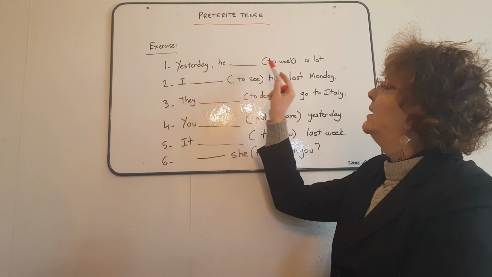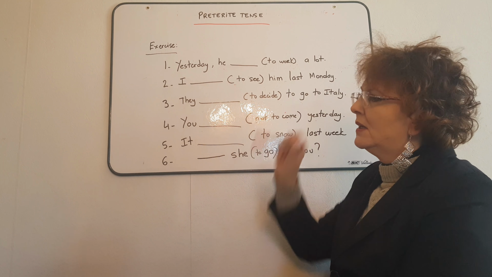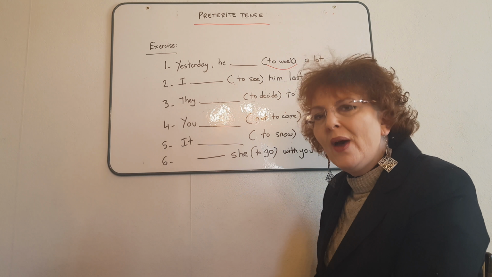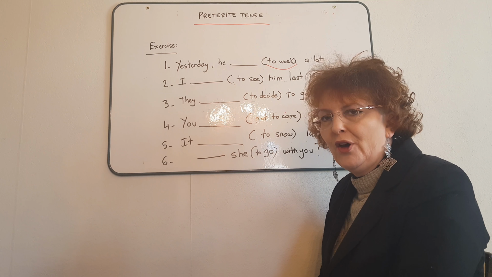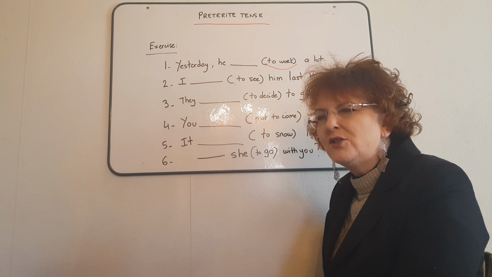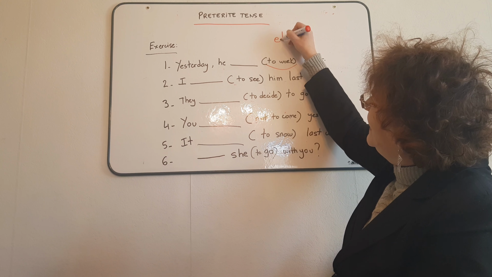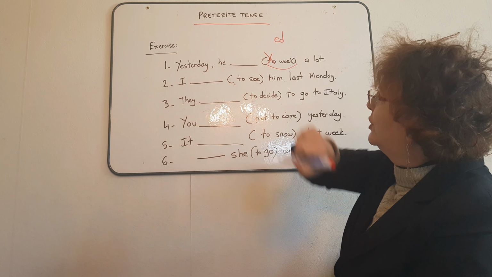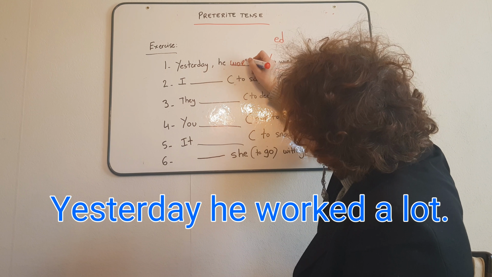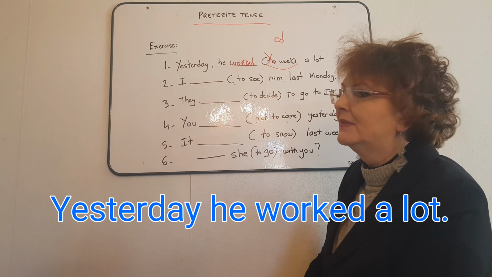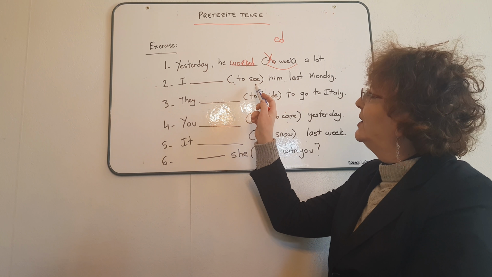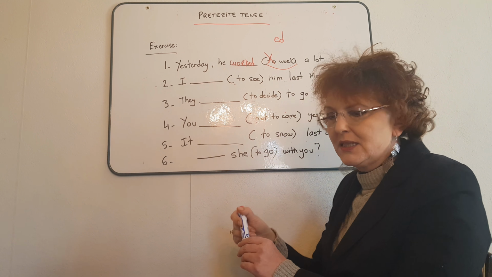Yesterday he to work a lot. So what we have to decide is whether the verb to work is a regular verb or an irregular verb. To work is a regular verb, therefore in the preterite tense we're going to add ed at the end of the verb and remove the to and say, yesterday he worked a lot.